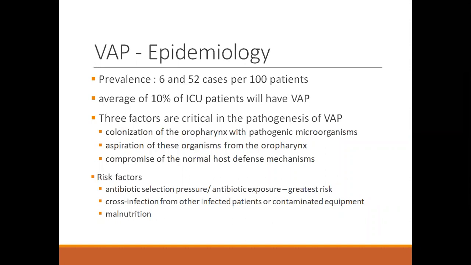On average, 10% of ICU patients will have ventilator-associated pneumonia. There are three factors which are critical in the pathogenesis of VAP. First is colonization of the oropharynx with pathogenic microorganisms. Eventually, aspiration of these organisms from the oropharynx, with compromised normal host defense mechanisms. The greatest risk factor is exposure to antibiotics, followed by cross-infection from other infected patients or contaminated equipment, and of course, malnutrition.